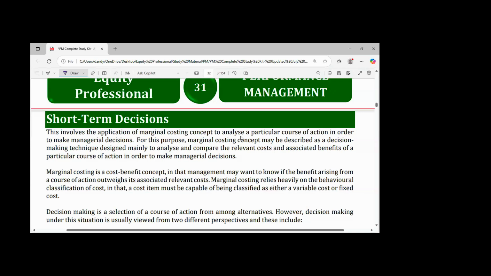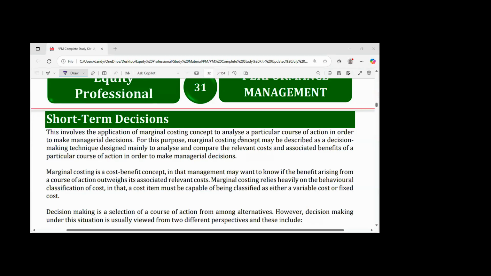Short-term decisions. The short-term decision represents the application of marginal costing technique and the relevant costing principle to analyze a particular course of action in making managerial decisions. So remember, or you will recall, that we started with operating statements where I mentioned to you that relevant cost and marginal costing technique is designed principally to aid managerial decisions.